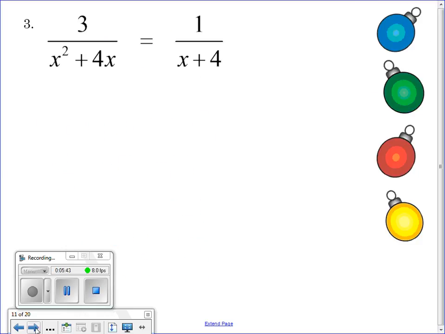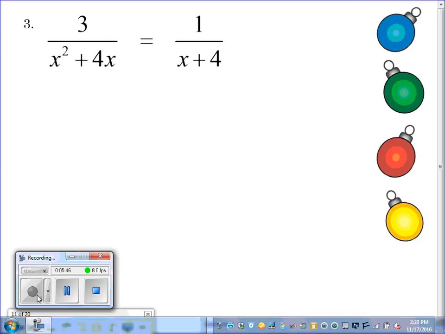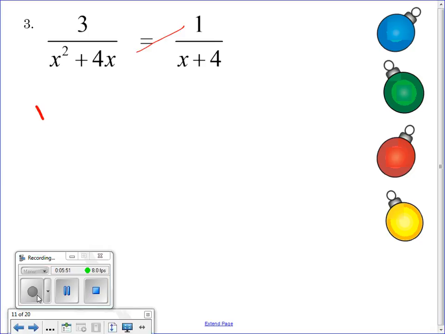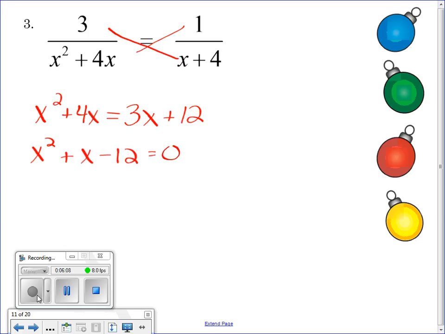All right, why don't you guys try this one on your own? All right, so if we're cross multiplying, I cross this way, I get just x squared plus 4x. Cross this way. You guys okay if I just go 3x plus 12? I just distributed right away. All right, I have an x squared, so I don't have to set it equal to 0. So x squared plus x minus 12 equals 0. Factor, it's going to be x plus 4, x minus 3 equals 0. So x equals negative 4 and 3.